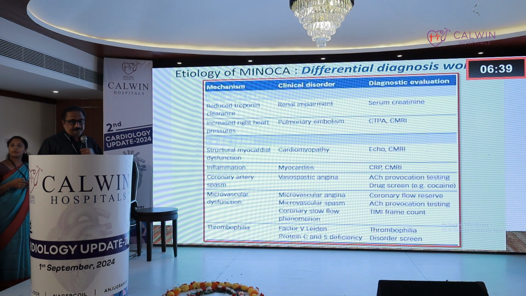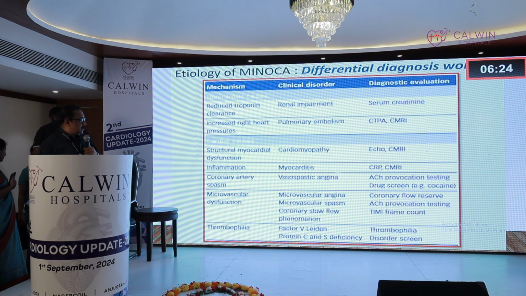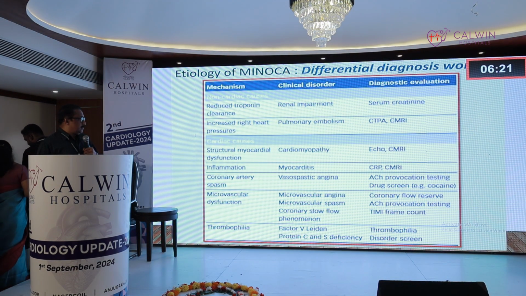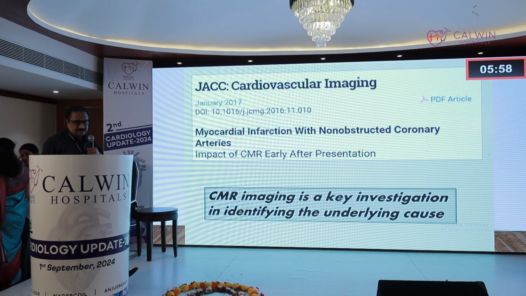So the workup of these cases: renal impairment, you can identify from routine investigations, and we can identify most of these cases. Cardiomyopathy, again, echo and MRI. Suspected vasospastic angina, you can go for provocation testing. I don't know whether it is being done routinely in any of the centers. Microvascular angina can manifest as coronary slow flow, and you can make the measurement with the help of coronary flow reserve or TIMI frame count, and look for thrombophilias in those respective cases.